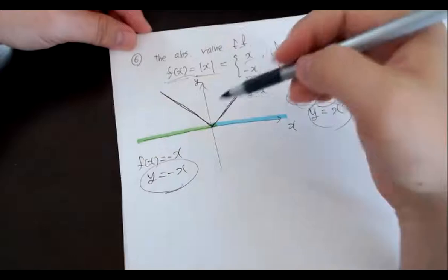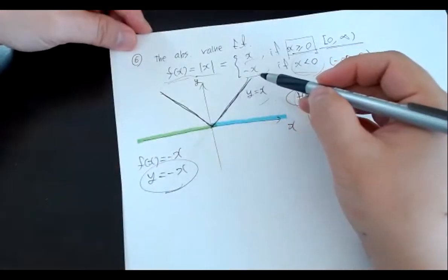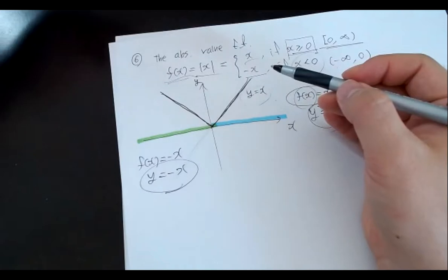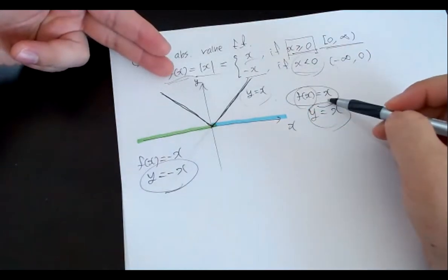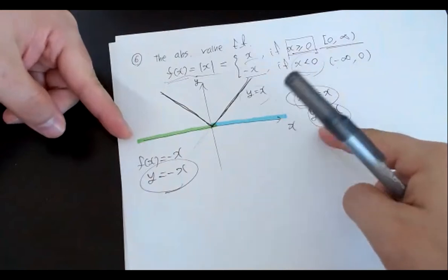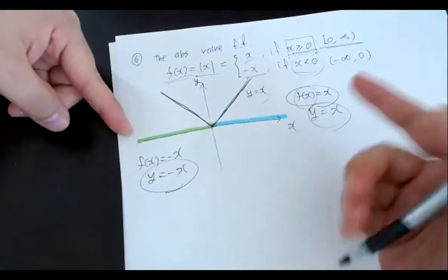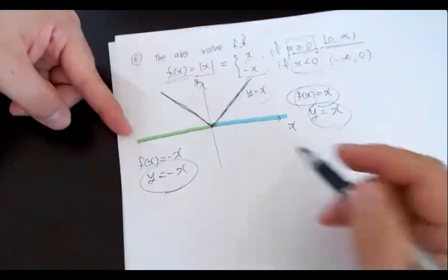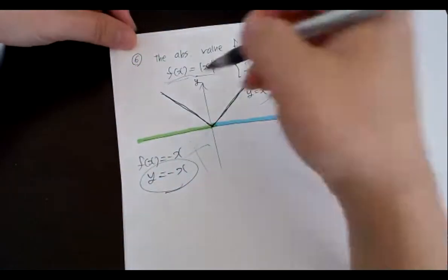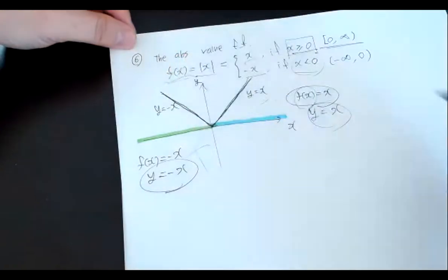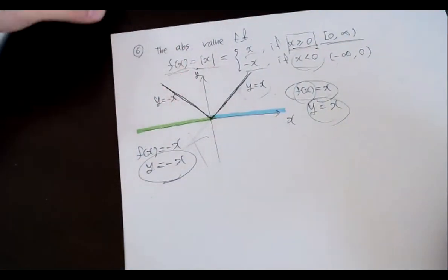I know the graph of y equals x is this one, right? But f of x is defined by x not on the entire x-axis, but just 0 to infinity. So I cut this part. Same goes here for y equals negative x. Anyway, that's why the graph of the absolute value function is like this.